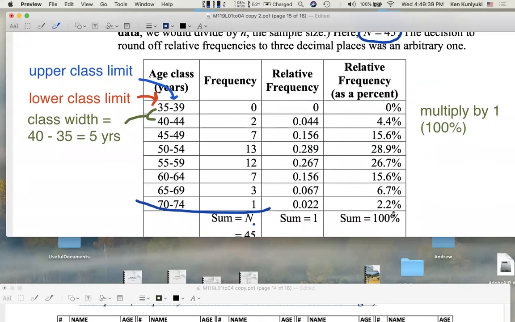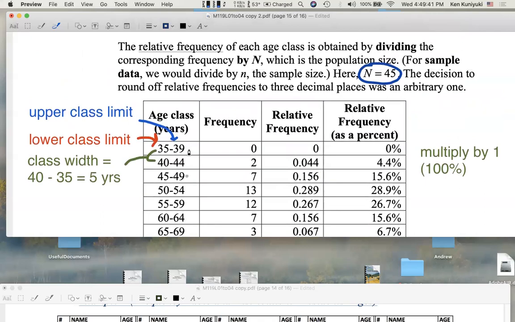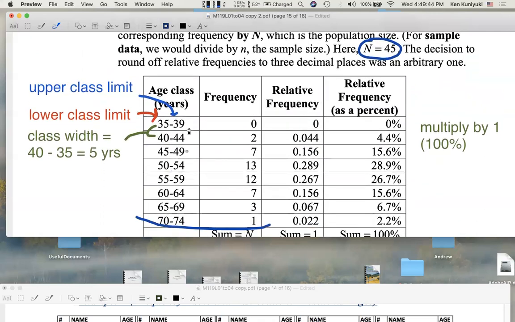Now let's talk about some more terminology regarding classes. Here we have 8 classes. Again, the number could depend on a formula, or it just kind of made sense, right? High 30s, low 40s, high 50s, and so forth. But let's take a look at this age class over here, 35 to 39 years old. The 35 here is the lower class limit. The 39 here is the upper class limit. The class width is 5 years for each class. Remember, the classes should each be the same size. They should have the same width.